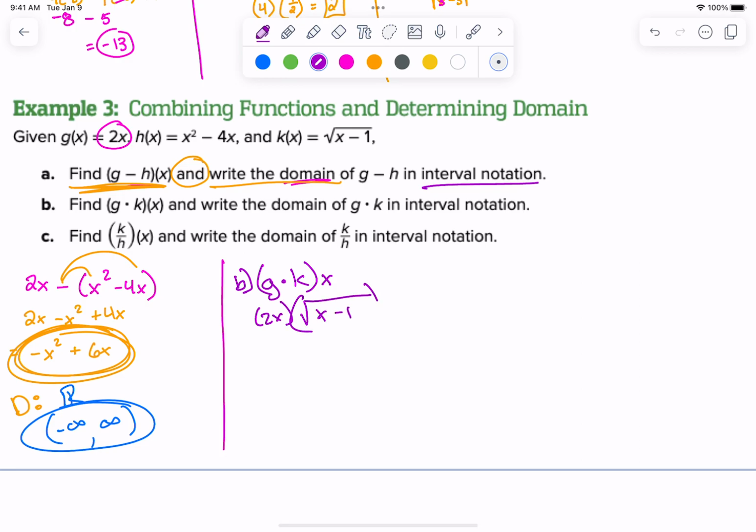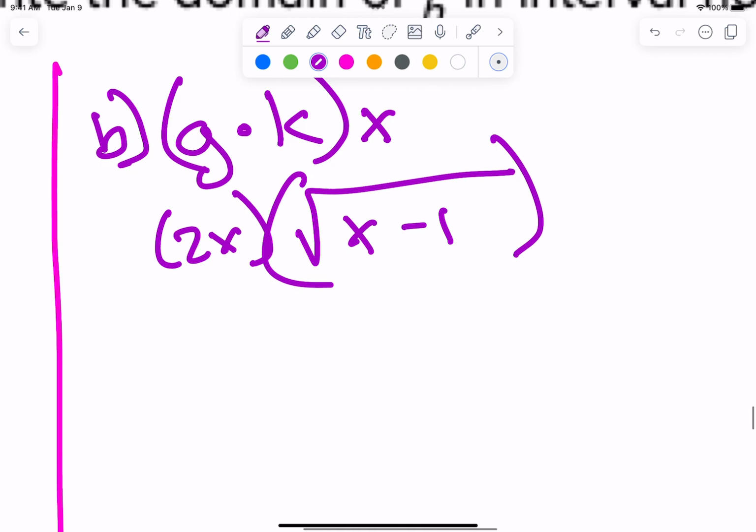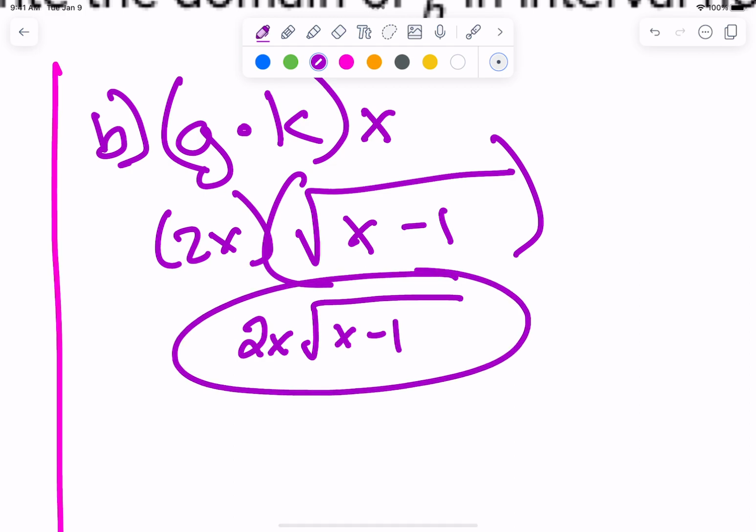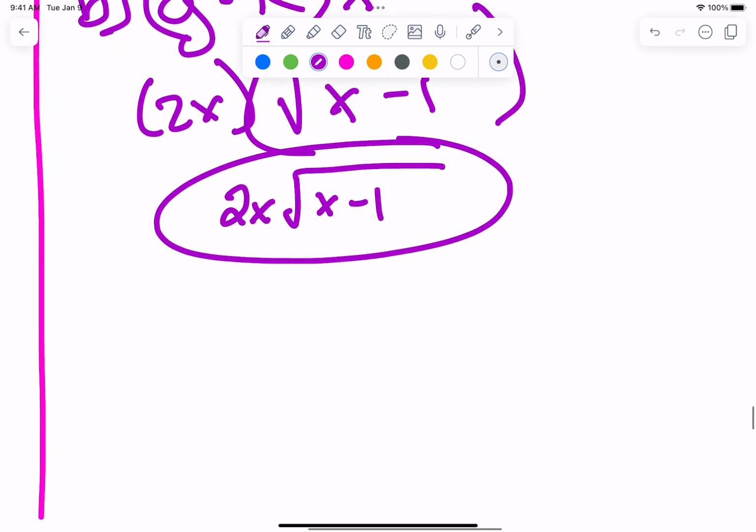How do I do that? Can we put the 2x in underneath it here? No, so it is literally just 2x times the square root of x minus 1. That's all I can do. That's the answer for that. I can't put them together. Don't put them together unless you can put them together.